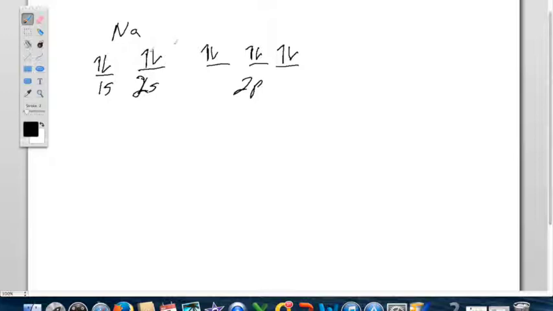So we've placed 2, 4, 6, 8, 10 electrons. We have one more to place. Our second shell has no more orbitals in it, so we must start a new shell, the 3s, and we're going to put one electron in the 3s. So this is the arrow notation for sodium. We could write that in a more standard way of 1s2, 2s2, 2p6, 3s1.